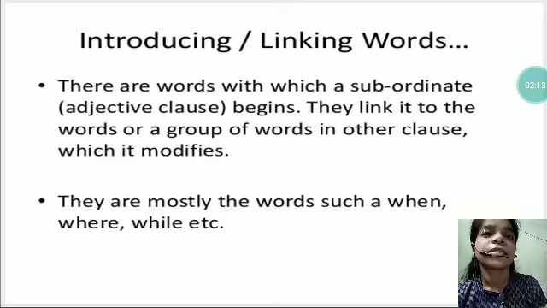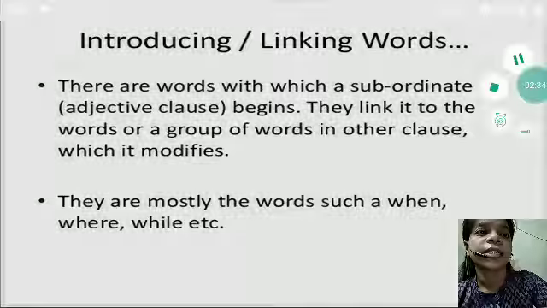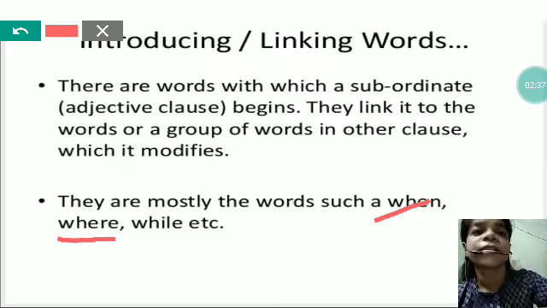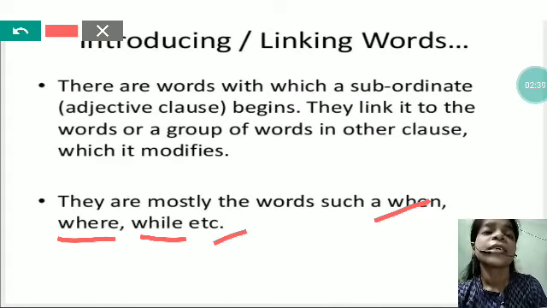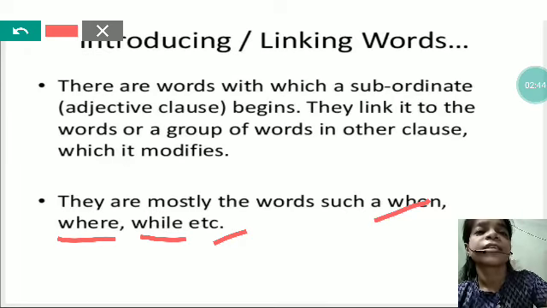And there are words with which a subordinate clause begins. If we have to write a sentence consisting of a subordinate clause and a main clause, and if there is an adjective clause, then there will be some words which start that subordinate clause, like some of them written here: when, where, while, etc. Any subordinate clause which is an adjective clause will begin with any of these words.